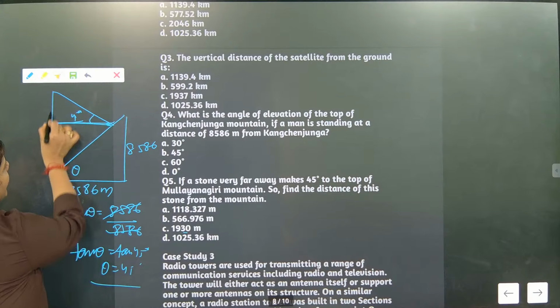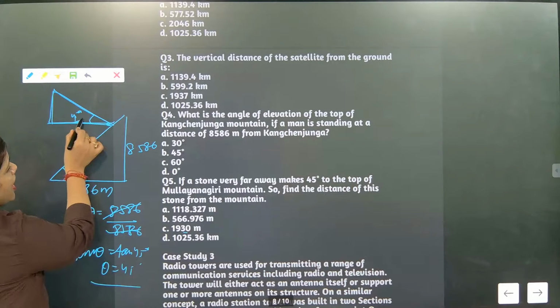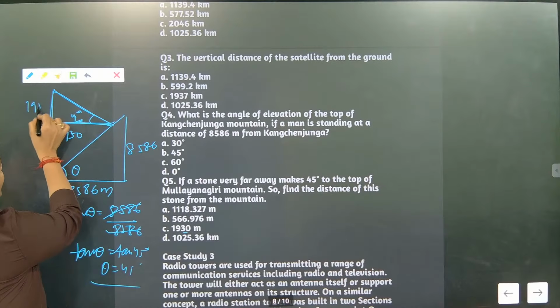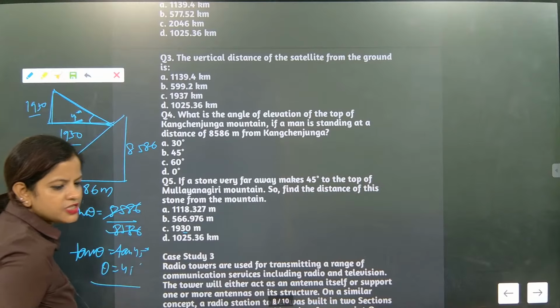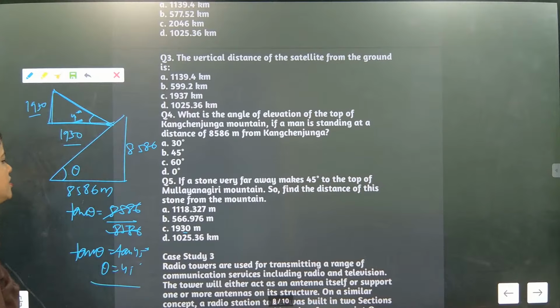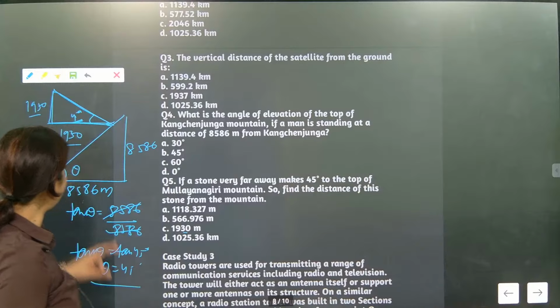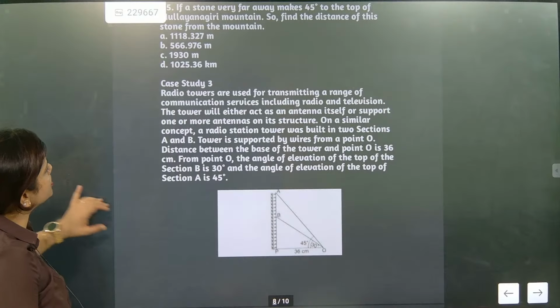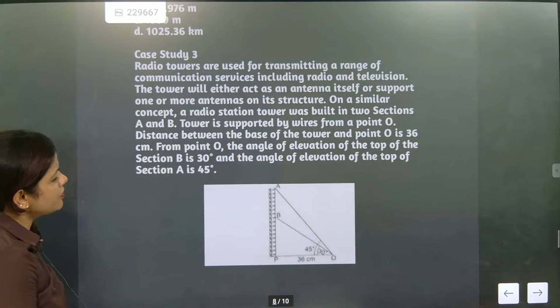The stone is making an angle of 45 degree and how much distance? 1930. Then height is 1930. Understood? Then height is also coming as 1930. So direct answers are coming in these situations. I hope you might have understood. Now this type of questions you will be able to solve. Come on, go for it.